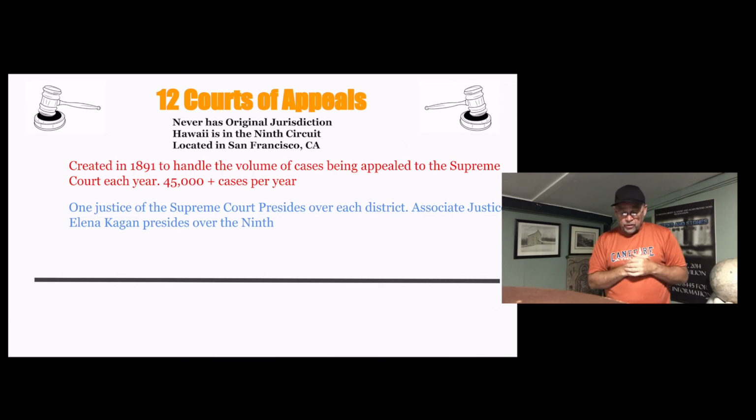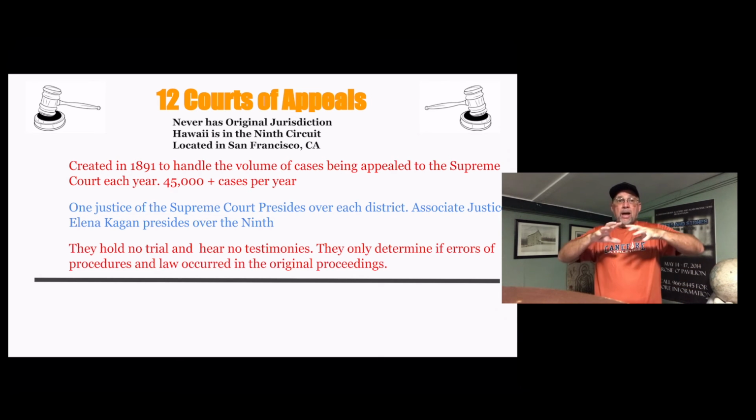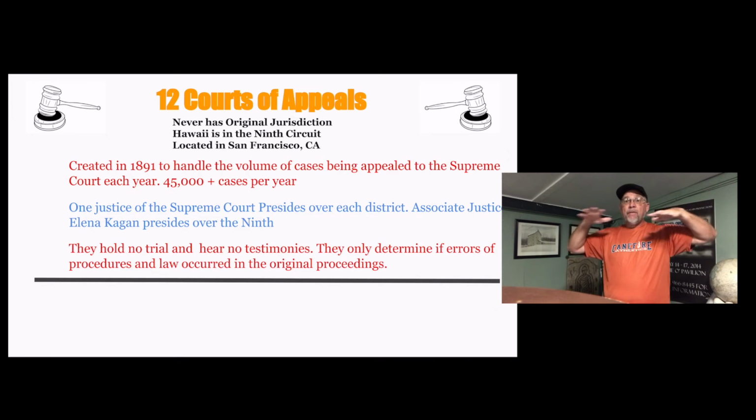So there's one justice of the Supreme Court who presides over each one. And Elena Kagan presides over the Ninth. So she is our Supreme Court Associate Justice that presides over the Ninth District. They hold no trials. They hear no testimony. So there's not an actual trial that goes on. It's a bunch of offices.